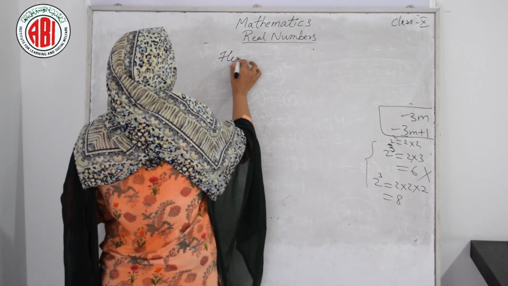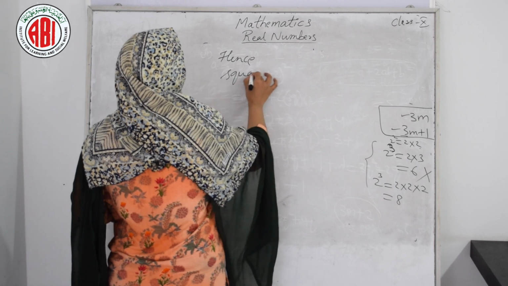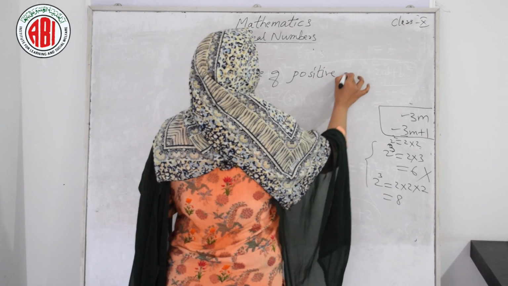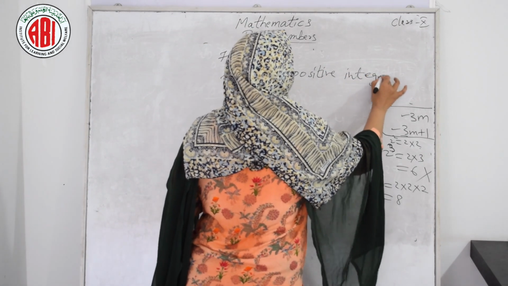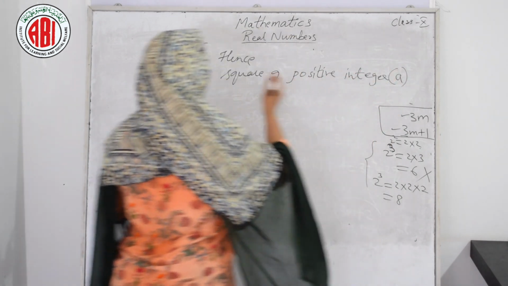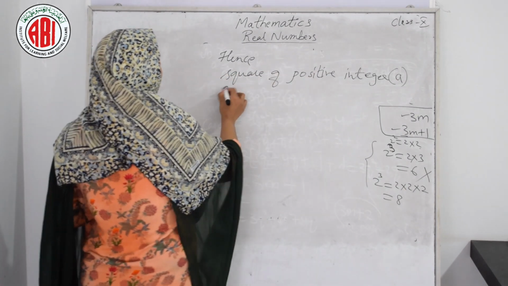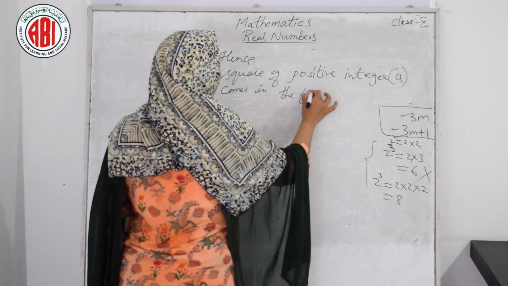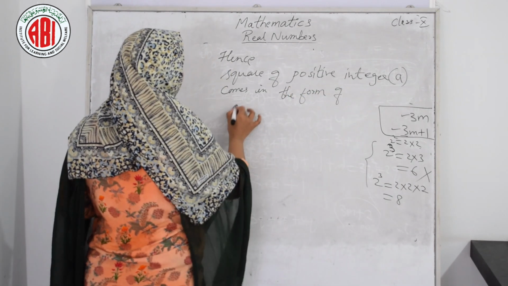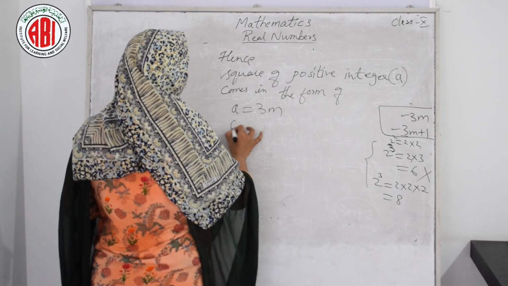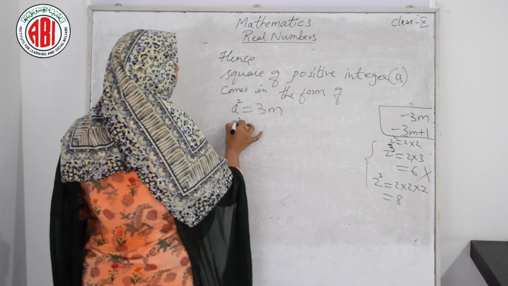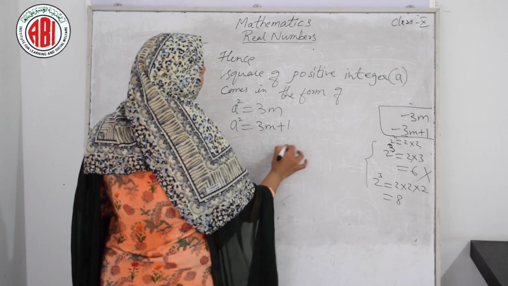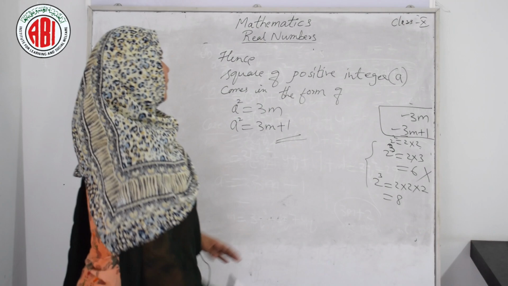Hence, the square of a positive integer a. We have taken a as a positive integer. Hence the square of positive integer a comes in the form of a square equal to 3m and a square equal to 3m plus 1. Hence we have proved this. For this class.